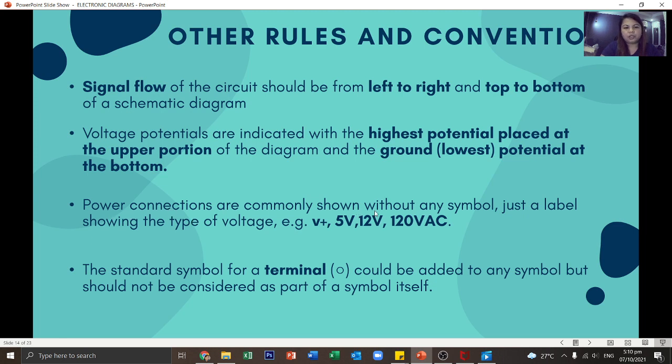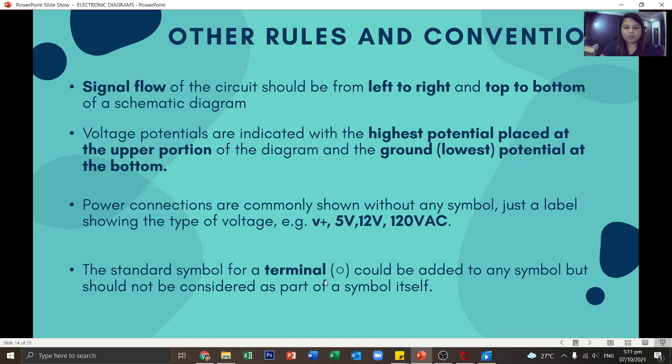Power connections are commonly shown without any symbol, just a label showing the type of voltage. For example, we don't always see the symbol of the battery or the symbol of the AC source. Sometimes they just indicate V plus, meaning this is the positive side of the terminal of the voltage, or you can see 5V, 12V, or the value of the voltages.